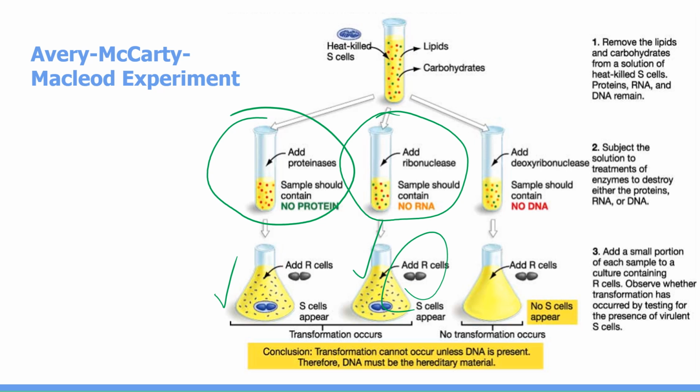Last but not least, let's see what happens when DNA is gotten rid of by adding deoxyribonuclease. When that is added, and again the R cells were added, no transformation occurred. So the only logical conclusion is transformation cannot occur unless DNA is present.